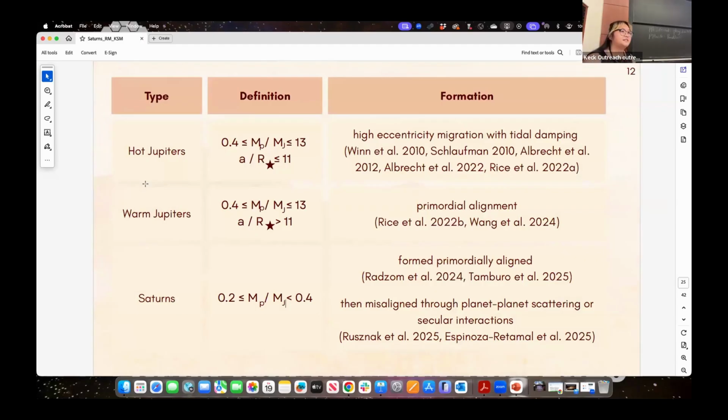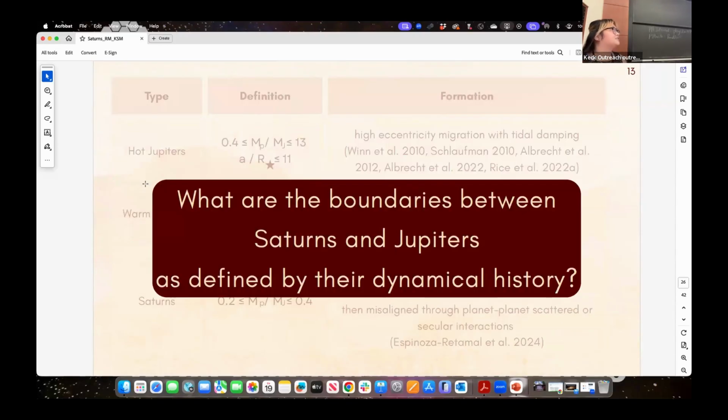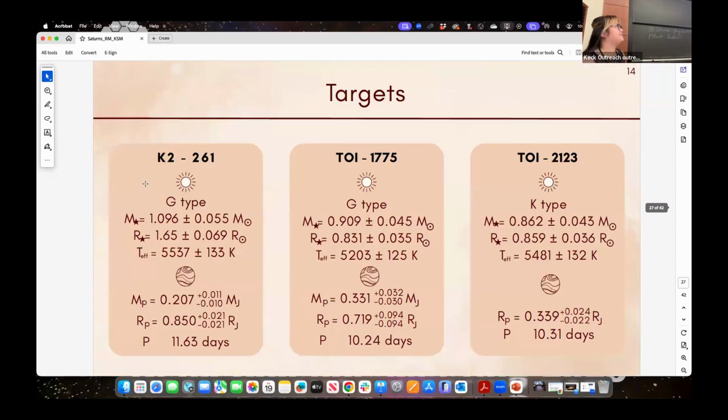And so this misalignment trend for Saturns has been thought to be primordial alignment, and then these Saturns are misaligned through planet scattering or secular interactions. For our sample, I've defined Saturn as 0.2 to 0.4 Jupiter masses. And ultimately, the question we're trying to answer is, what are these boundaries between Saturns and Jupiters, as defined by their dynamical history?